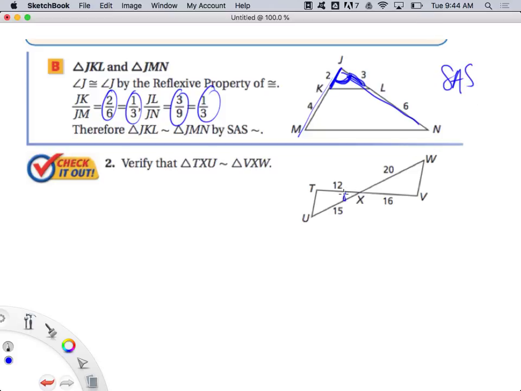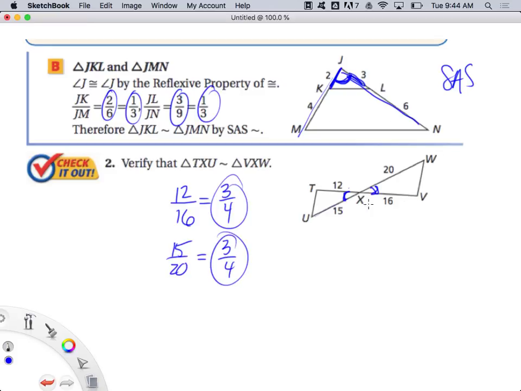Here, I know this angle is the same as this angle because they're vertical. 12 over 16, I'm going to try this side and that side. I divide by 4, and this becomes 3 over 4. Then I have 15 over 20. I divide by 5, and I get 3 over 4 again. So they have the same ratio, so these two triangles are similar by side angle side. Does that make sense to you guys? Okay.